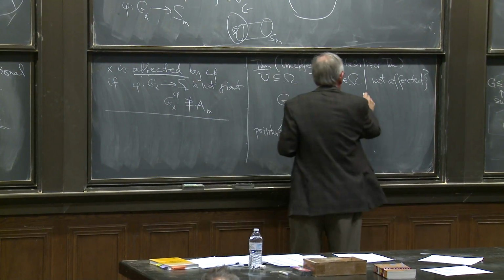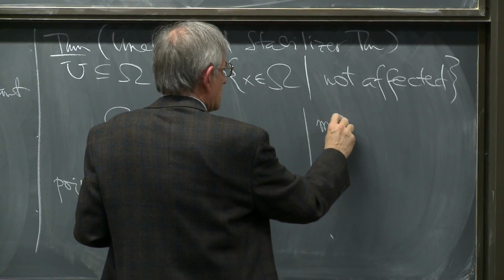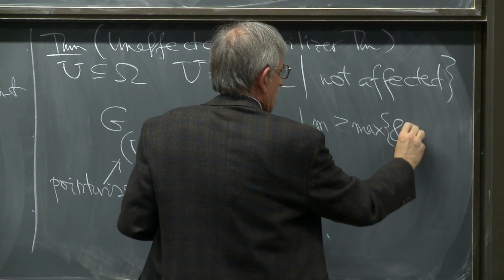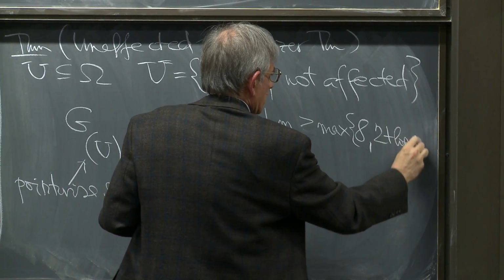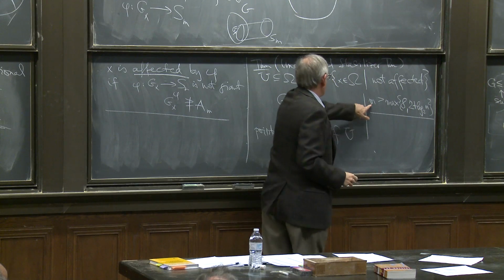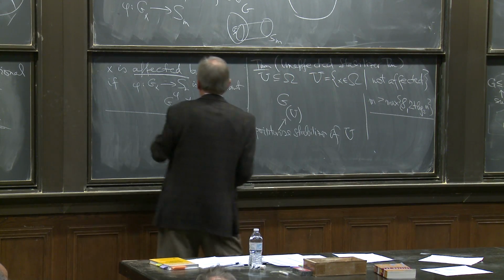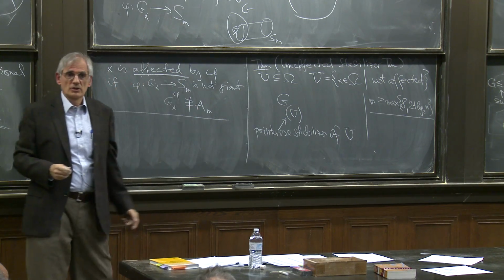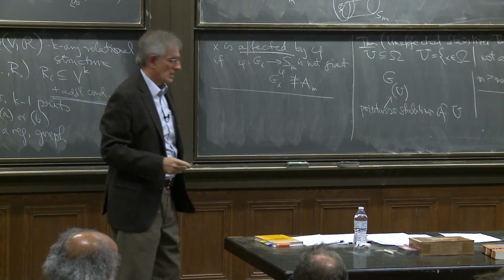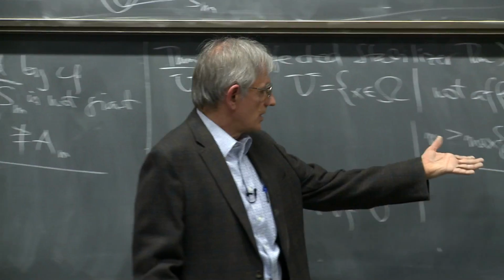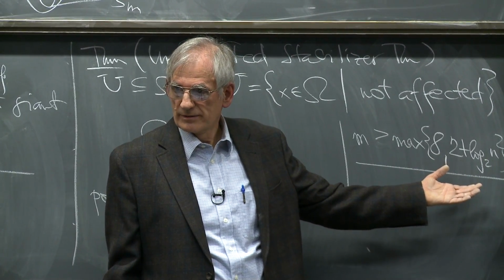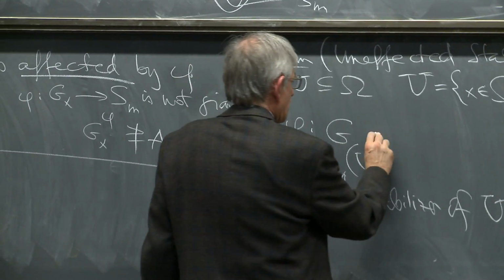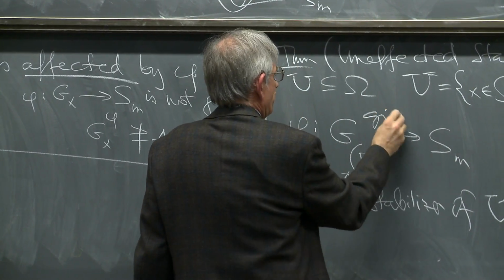Okay? Now here is a condition. My assumption is that m is strictly greater than the max of 8 and 2 plus base 2 log of n. n is the size of the domain. Yeah, that's here. Okay, so I have this set on which the group acts, and m has to be a little bit bigger than log of n. That's the condition. And under this condition, what I can say is that this map is still giant.